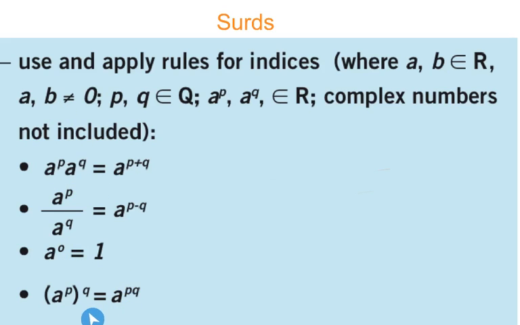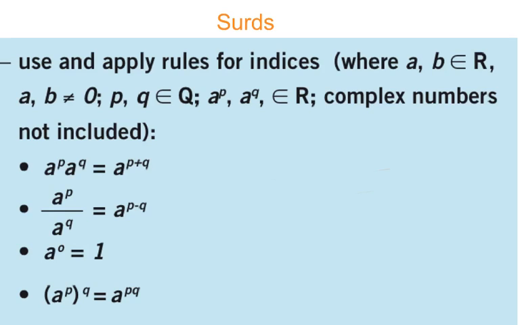Where's my b? Are there any b's here? I think they're on the next page. P and Q are elements of Q, and Q are rational numbers. Q means quotient, I think, and a quotient is something that happens in a division, which is where we're getting this rational number from. So something that can be expressed as a fraction. So P and Q are rational numbers, and a to the power of P and a to the power of Q, they're real numbers as well. But we're not dealing with complex numbers.